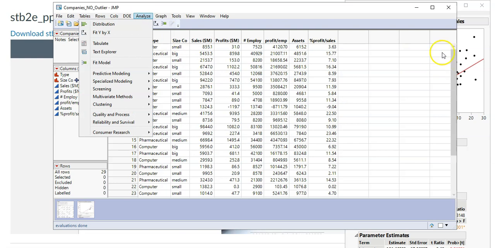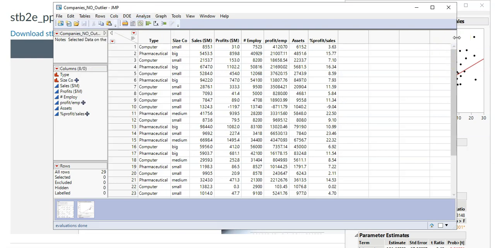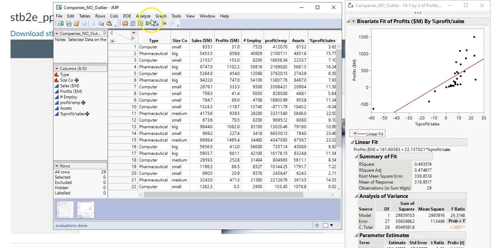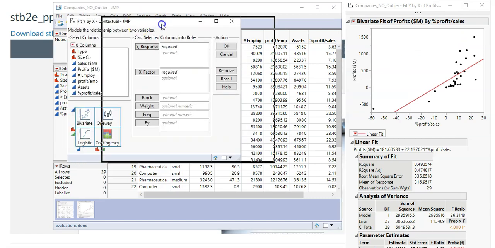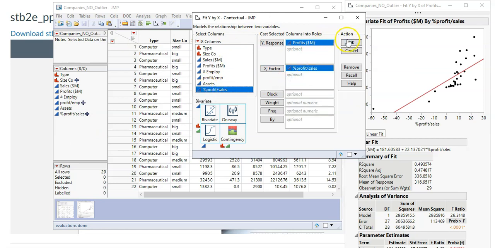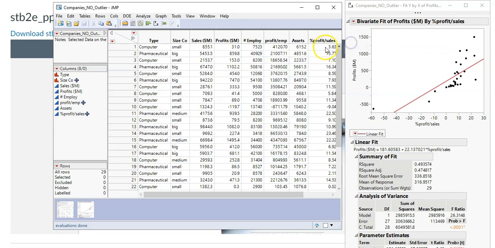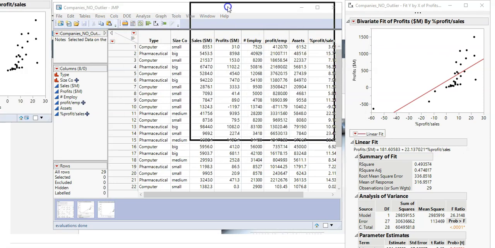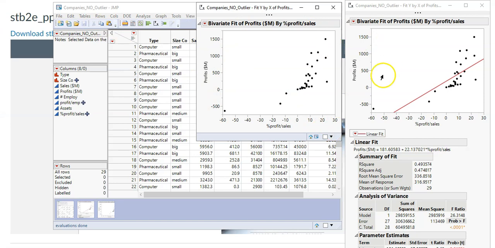So go here again. We go on Fit Y by X again, and we do profit again, and same thing, right? Percent profit per sale here, and click OK. The same thing as what we did in the past. We have exactly the same scatter plot, but this time we don't want a fit line.